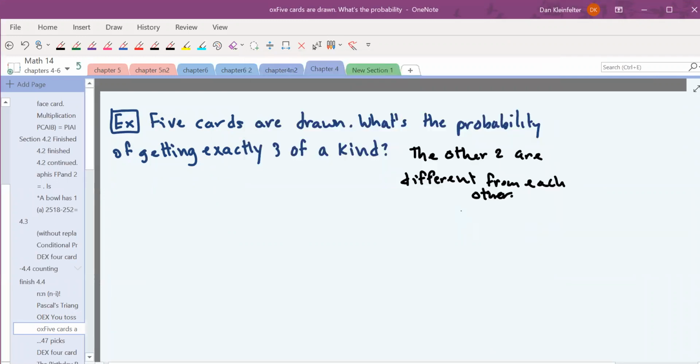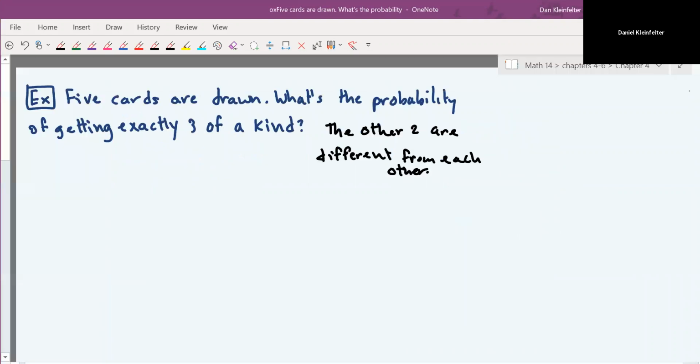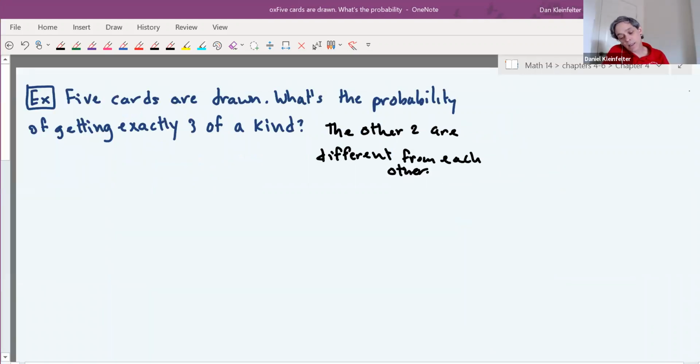5 cards are drawn, and we want to know the probability of getting exactly 3 of a kind. If you're still a little hazy on what a deck of cards looks like, you might want to pull up an image of that on your phone or your computer, or get a deck of cards and take a look. We want to know the probability of getting exactly 3 of a kind.